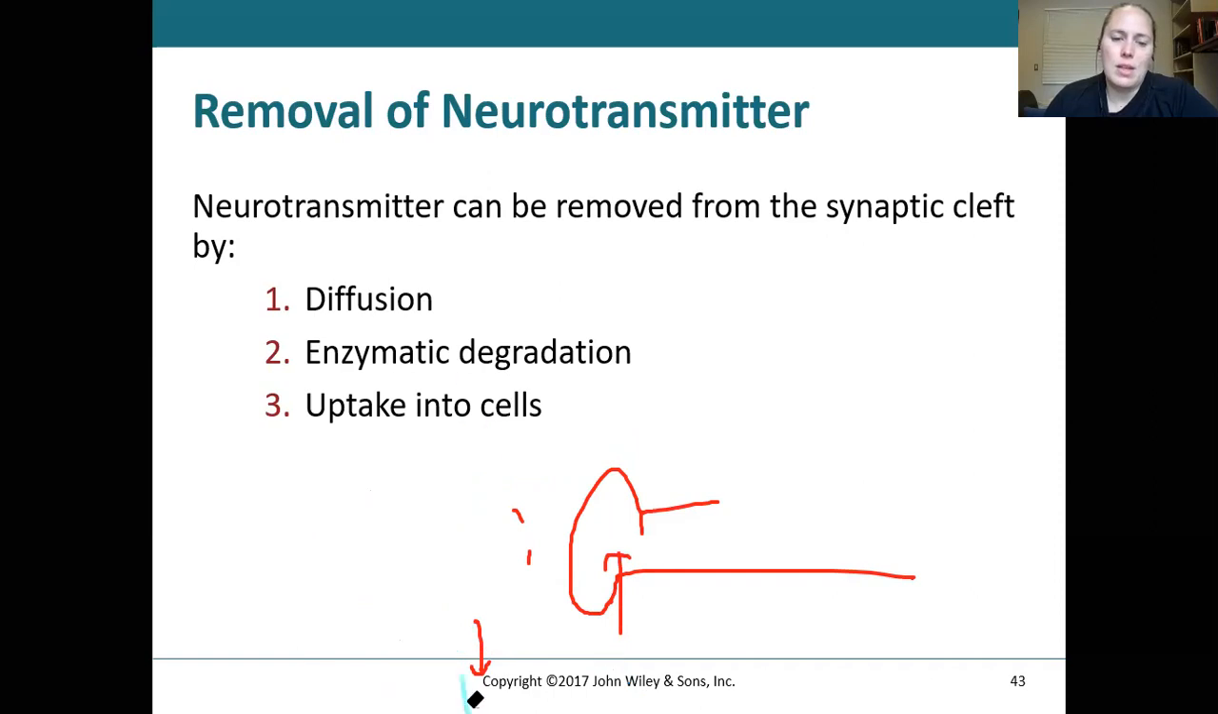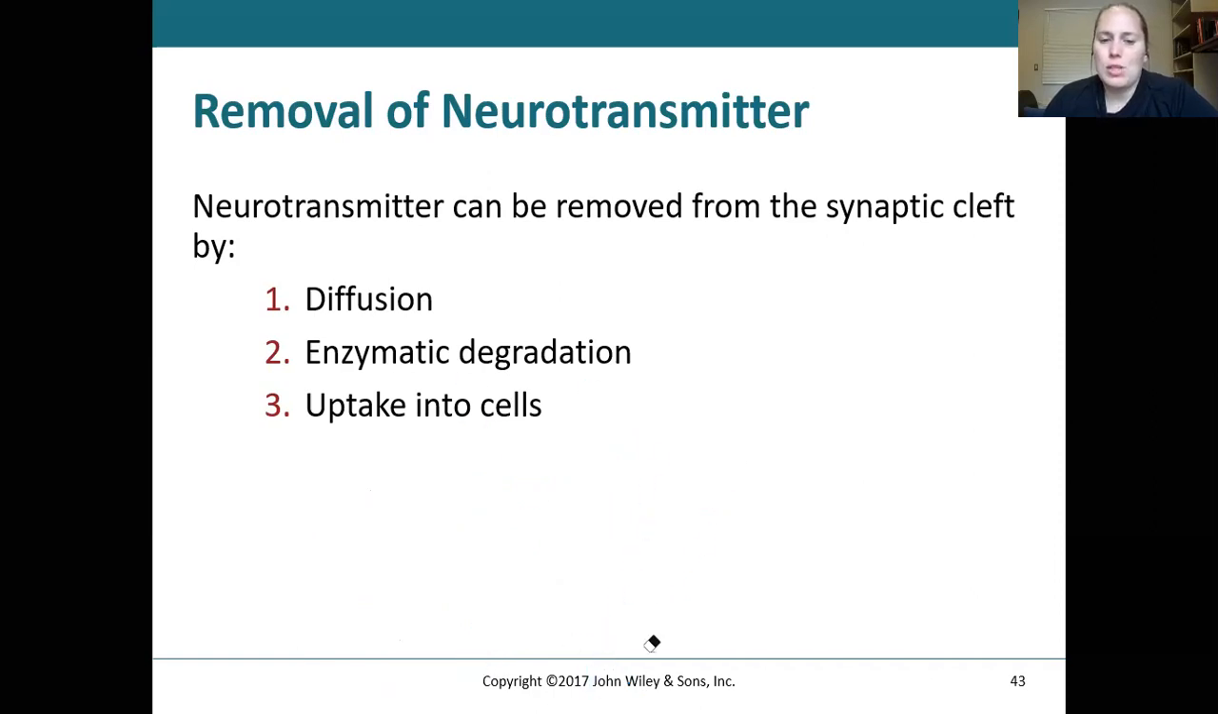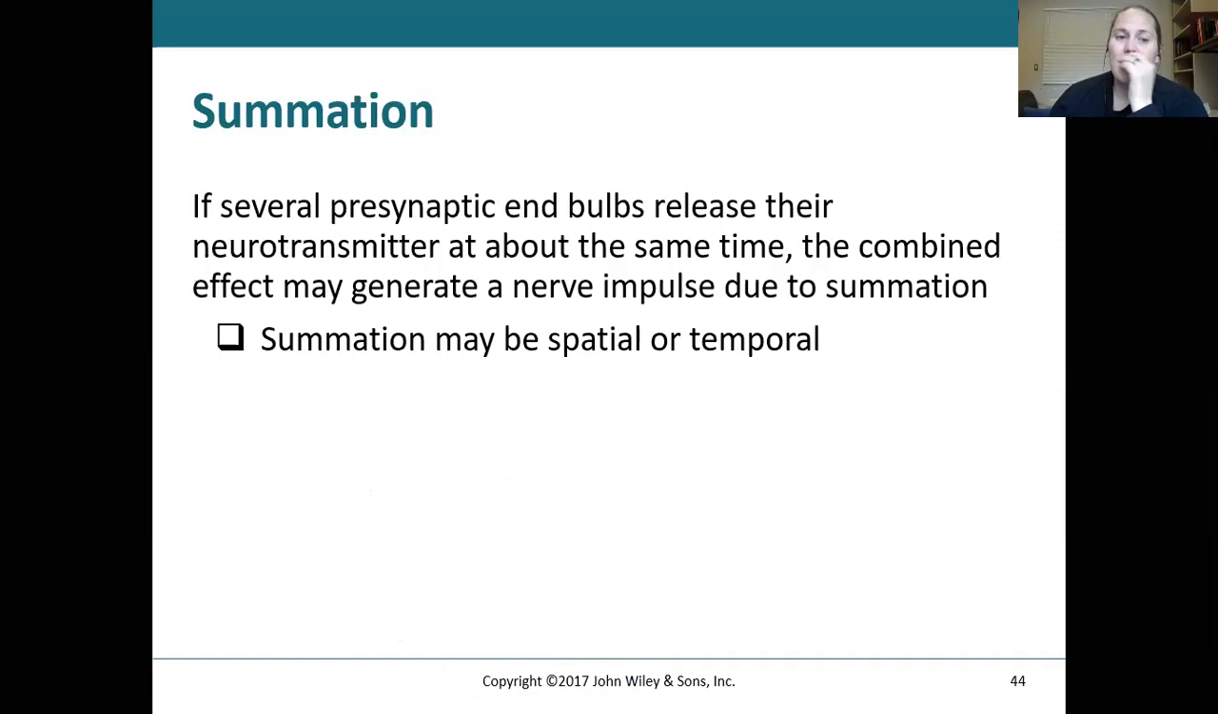So that's one of the ways that the glial cells support neurotransmission, by sucking up that excess neurotransmitter into them and essentially stopping the signal from being sent. Okay.